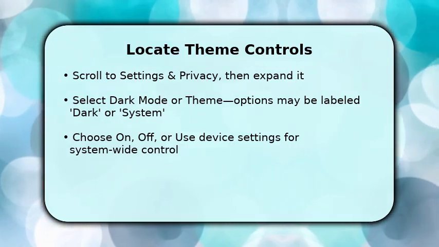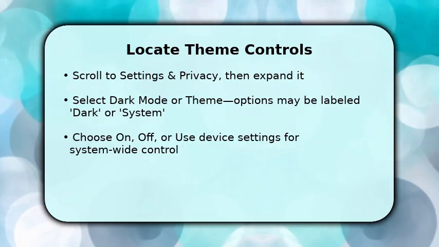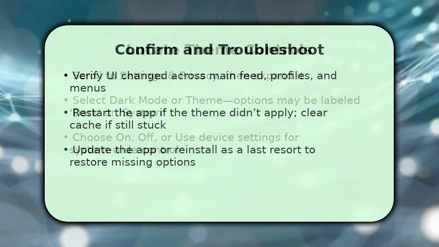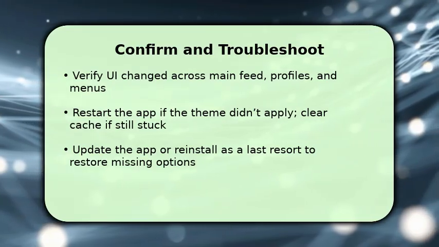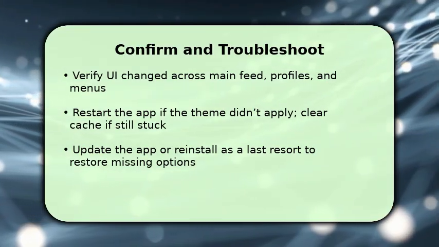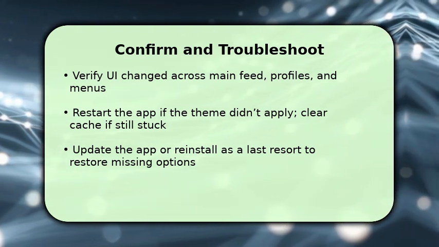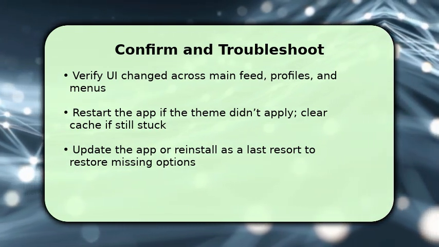After choosing, the app should refresh immediately to apply the new look. Now confirm the dark palette is applied across feed, profiles, and menus. If some screens remain light, close and reopen the app to force a refresh. If that fails, clear the app cache from your device settings because stale files can block theme updates.